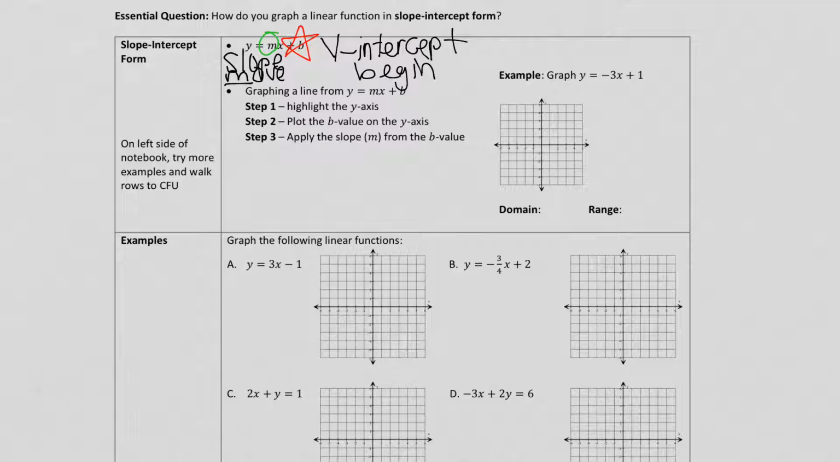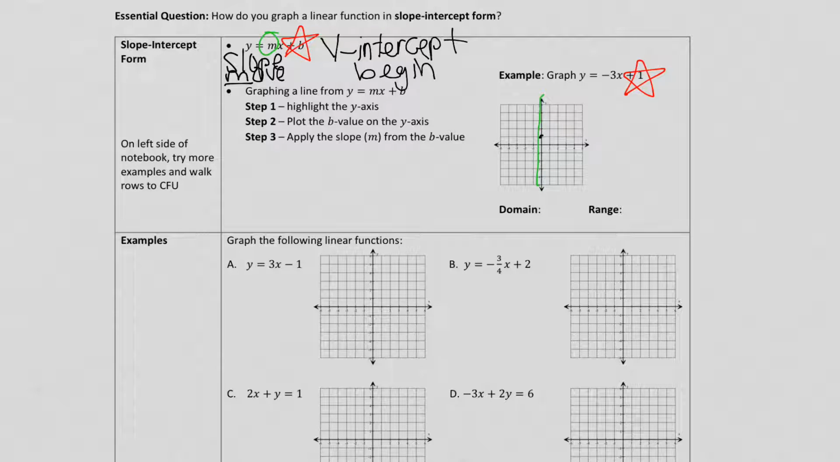So there's going to be a couple of steps when we're graphing a line from y equals mx plus b. The first one is highlight the y-axis. So our y-axis goes up and down. And then we're going to plot our b value. Again, our b value is a red star, and it's going to be 1. So I'm going to go on my y-axis, find 1 and plot it. There it is.